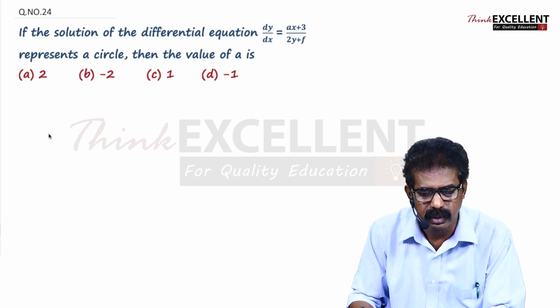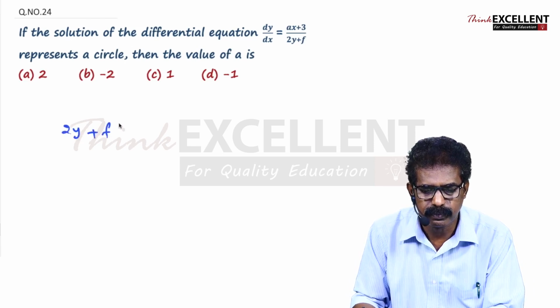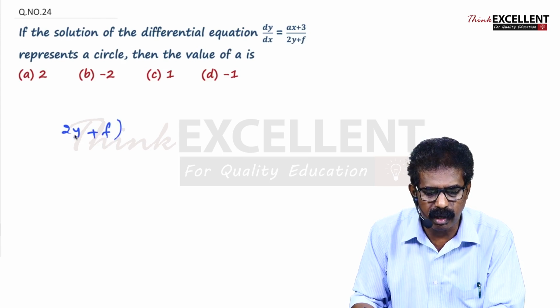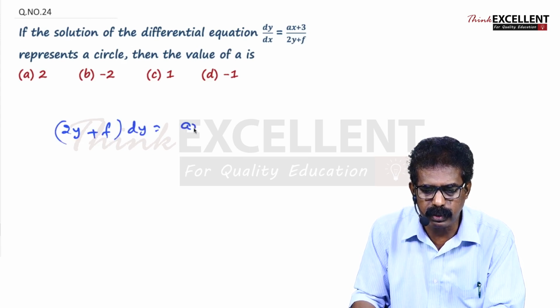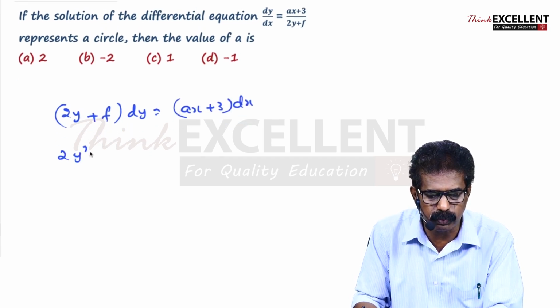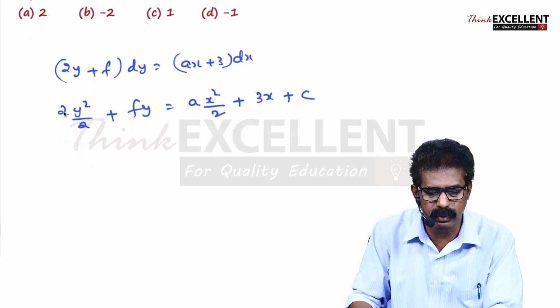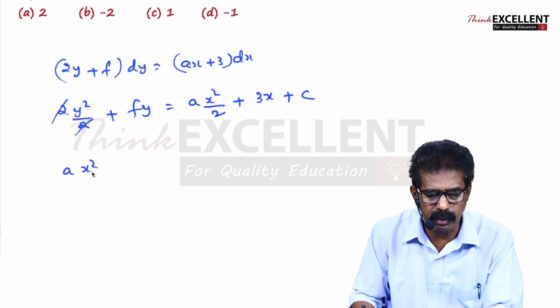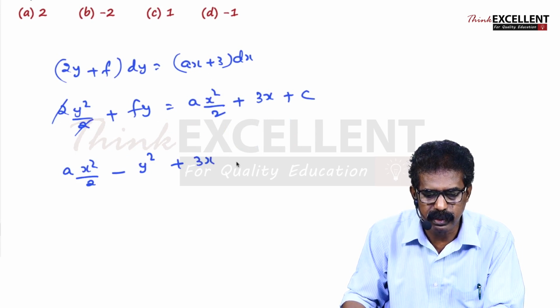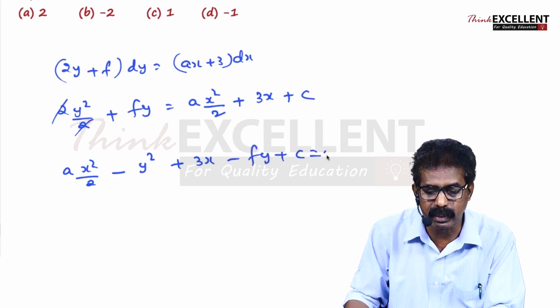First solve it. Cross multiplying: (2y plus f) dy equal to (ax plus 3) dx. Variable separable. Integrating: 2 into integration of y is y square by 2, plus f integration gives fy. A into integration of x is x square by 2, plus 3 integration gives 3x, plus some constant. Bring everything to the right side: a x square by 2 minus y square plus 3x minus fy plus c. I am writing in order.